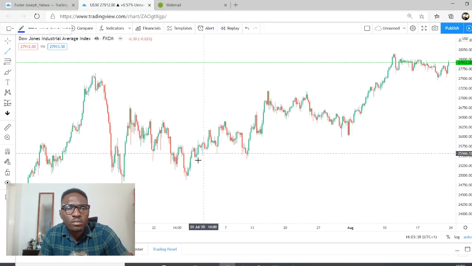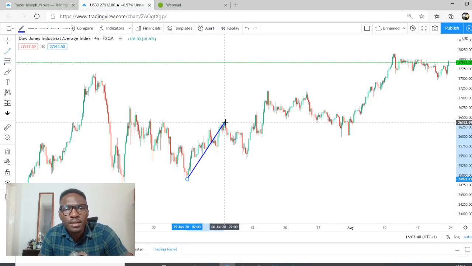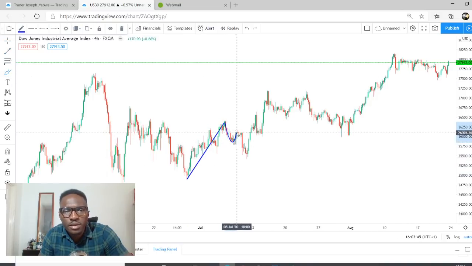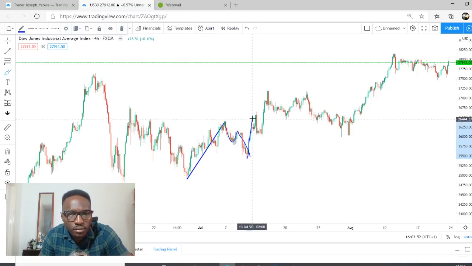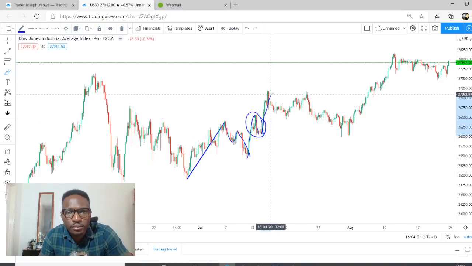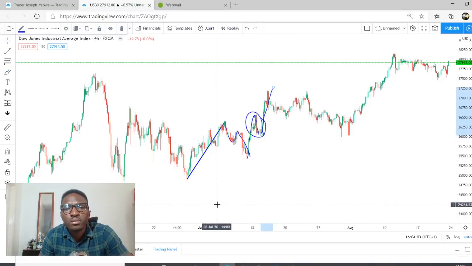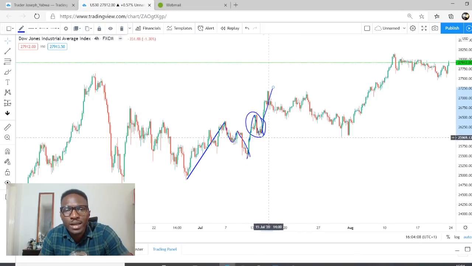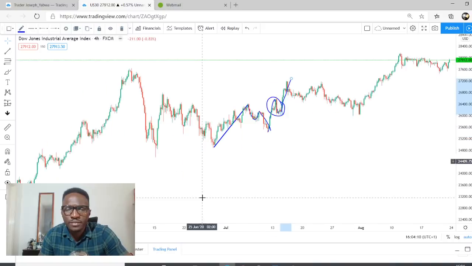So looking at here, if you take this impulse leg, you're going to see we have a simple ABC corrective pattern here, right? And once the market breaks out of that corrective pattern, did you see the pause, the pullback? The market makes that pullback, and then it rallies. This is the simple and most common behavior that the market does when it makes an ABC corrective pattern.